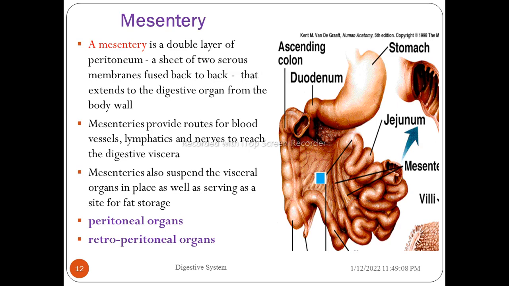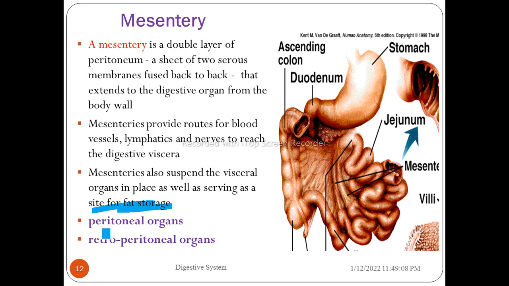So it will serve as a medium to exchange blood vessels, nerves and others. Mesenteries also suspend the visceral organs in place, as well as serving as a site for fat storage. One is important for transporting blood vessels, lymphatics and nerves. The other is important to suspend organs of the GI system. The other is very important for us, serving as a site for fat storage. So this is an important concept.